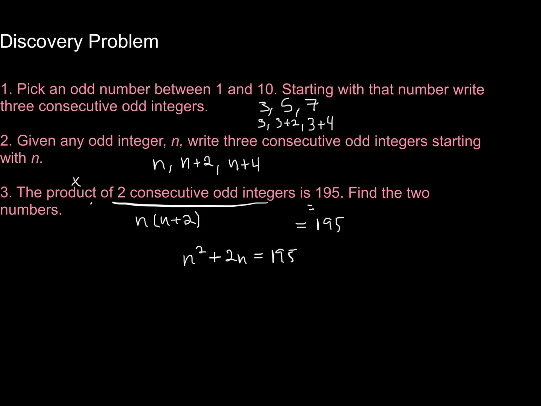Okay, well I have a quadratic. I need to set it equal to 0 and solve. So I subtract 195 from both sides. And here I can use the quadratic formula. So if you use the quadratic formula, you'll end up finding that n is equal to negative 15 or positive 13.